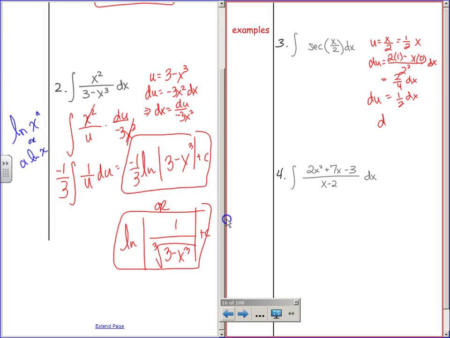dx is equal to 2 du. I tried: 2 du or not 2 du. It's too complicated. Wouldn't this become 2 on the outside, secant of u on the inside with a du? I just pulled it out.